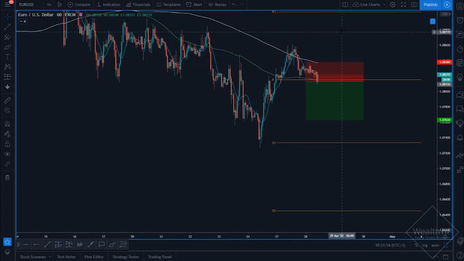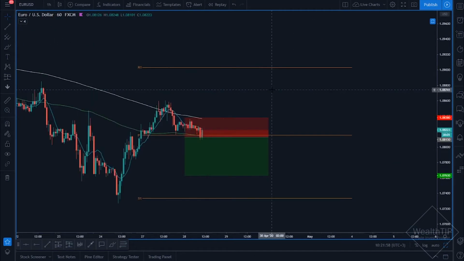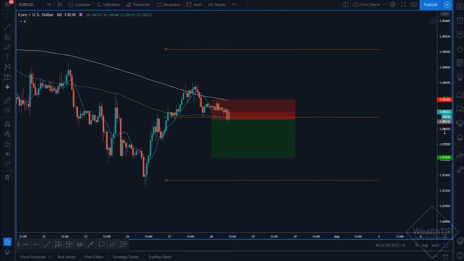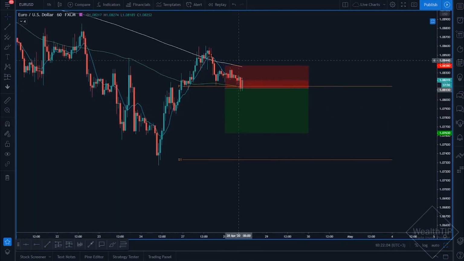There's not much that I can do with this position. One of the key things you do not want to do with any trade is micromanage it. That's why we put in these stops and these targets, because we don't want to micromanage the trade. We want to give it room to breathe. We want to give the market an opportunity to move in the way that it sees fit.